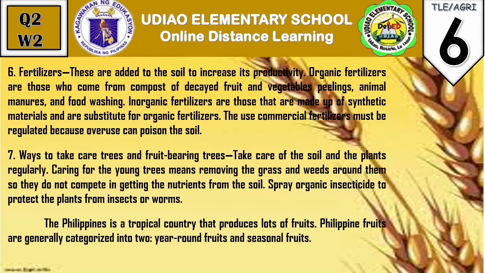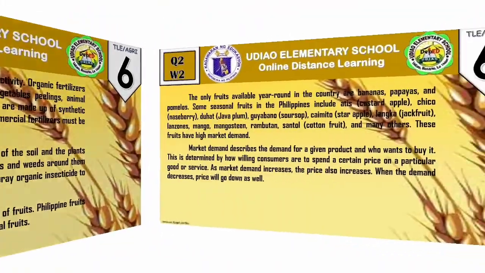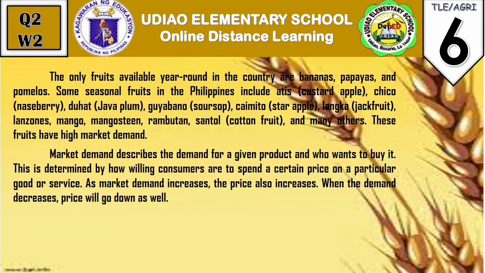The Philippines is a tropical country that produces lots of fruits. Philippine fruits are generally categorized into two: year-round fruits and seasonal fruits. The only fruits available year-round in the country are bananas, papayas, and pomelos. Some seasonal fruits in the Philippines include atis or custard apple, chico or naseberry, duhat or java plum, guyabano or soursop, kaimito or star apple, langka or jackfruit, lanzones, mango, mangosteen, rambutan, santol or cotton fruit, and many others.